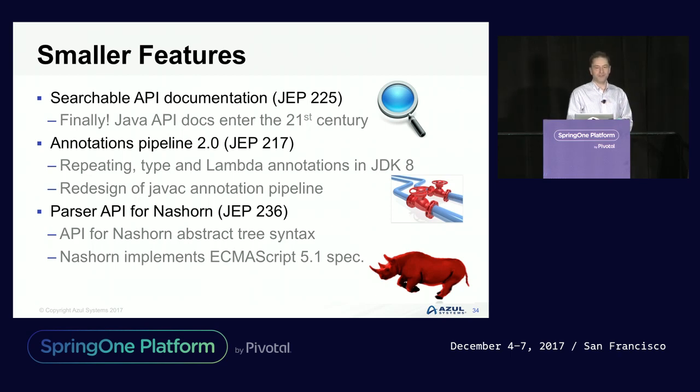So I really do like that feature, and I can't believe it's taken 22 years to get to the point where we have a search feature on the documentation. The annotation pipeline has been updated. There's support for repeating annotations, Lambda type stuff as well, various things like that, and a new annotation pipeline. Parser API for Nashorn has been updated. There's also support for not quite the most up-to-date spec, but ECMAScript 5.1 is now supported by Nashorn, which is the JavaScript engine for Java.